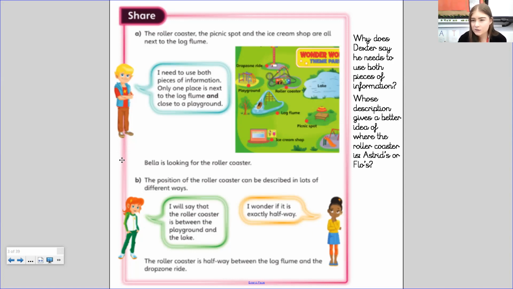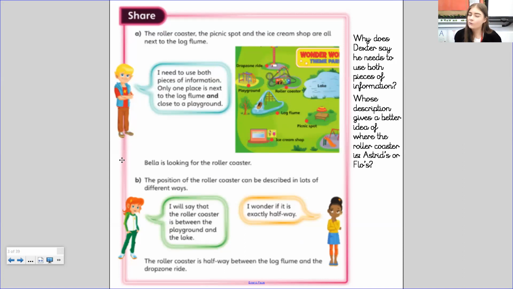So, like we talked about on the last slide, the girl with the green speech bubble is saying between the playground and the lake, but we've already found an issue with that. There are 2 playgrounds and both of them have something between them and the lake. So it's not specific enough because there are 2 options.